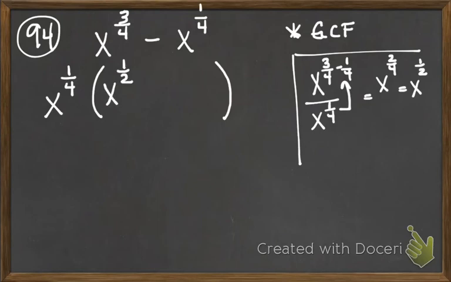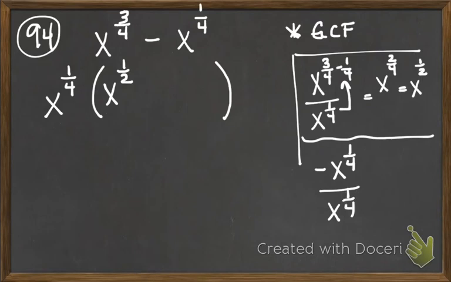Then you go to the next term. The next term says negative x to the 1/4 divided by x to the 1/4. Anything divided by itself is a 1. You can say this cancels out, but I have to have a number here. So something divided by itself is 1, and I have a negative sign, so we're actually going to get a negative 1 here. So a negative x to the 1/4 divided by a positive x to the 1/4 is a negative 1. That's actually my answer there.